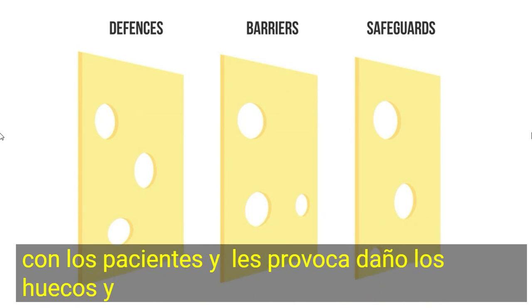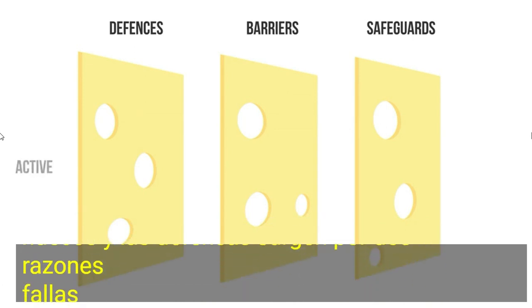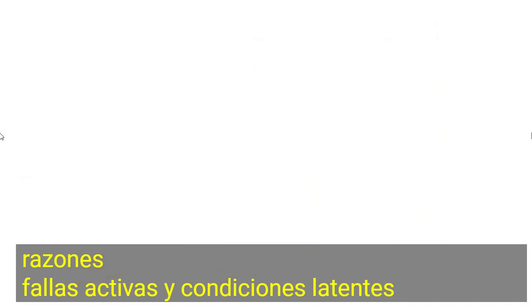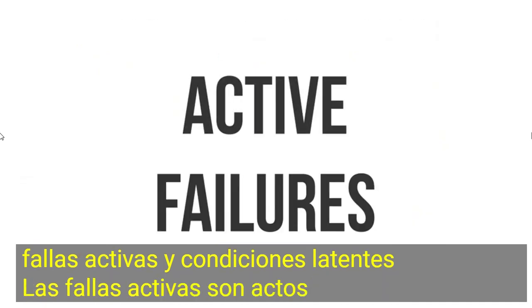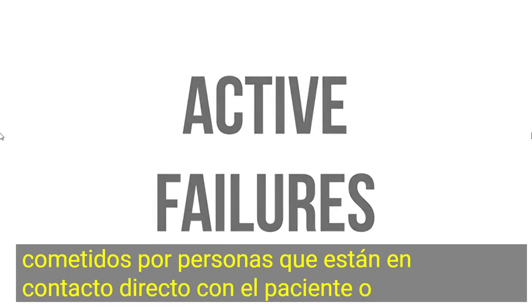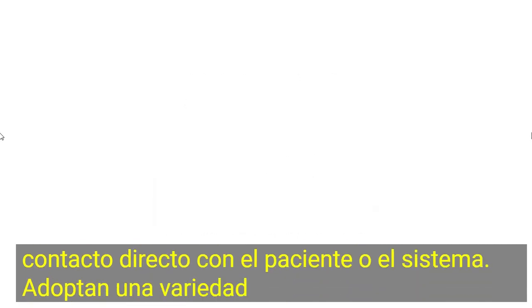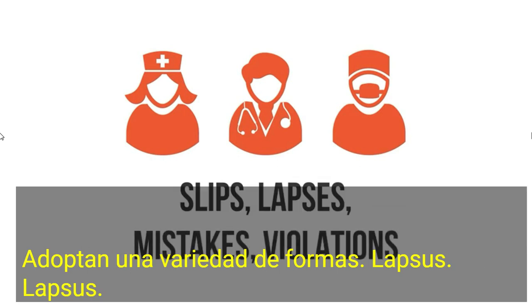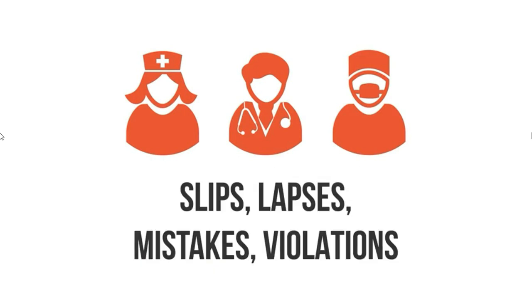The holes in the defenses arise for two reasons: active failures and latent conditions. Active failures are unsafe acts committed by people who are in direct contact with the patient or system. They take a variety of forms: slips, lapses, mistakes, and violations. Active failures have a direct and usually short-lived effect on the integrity of the defenses.